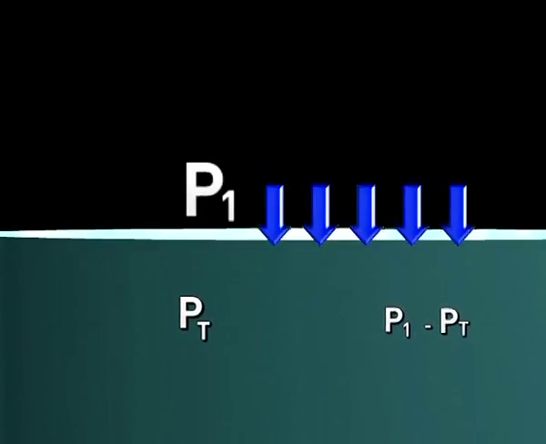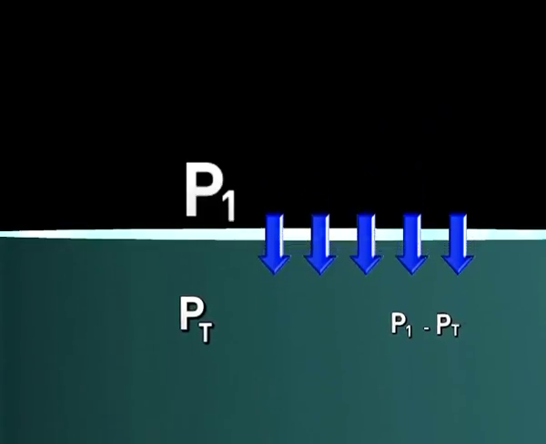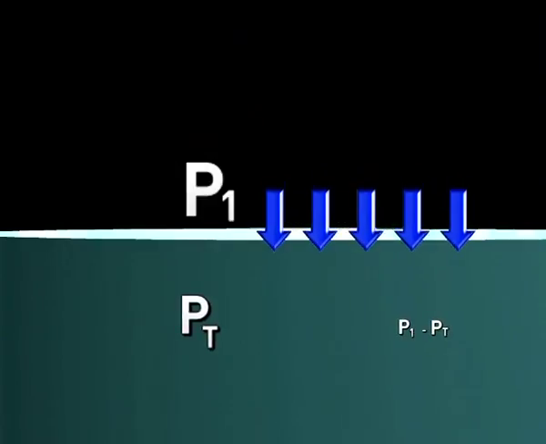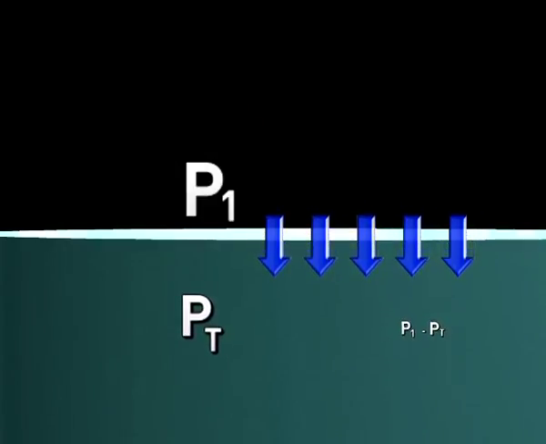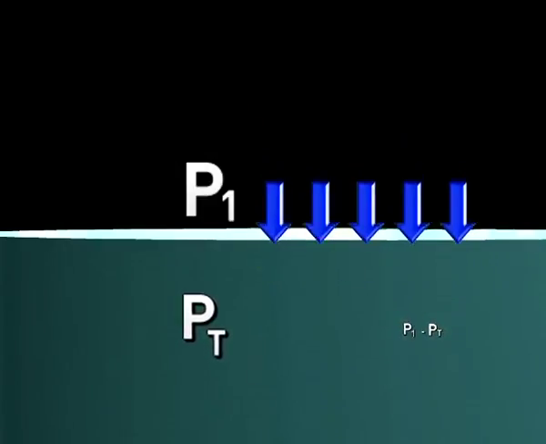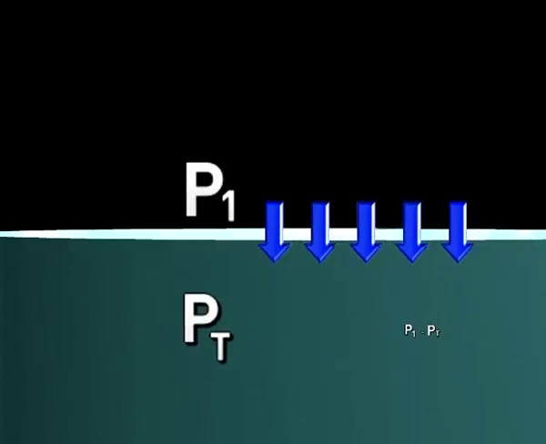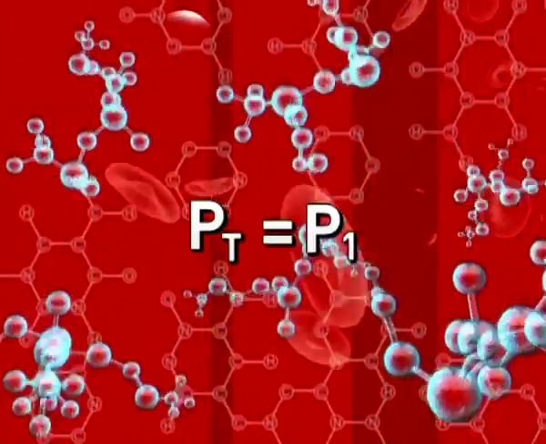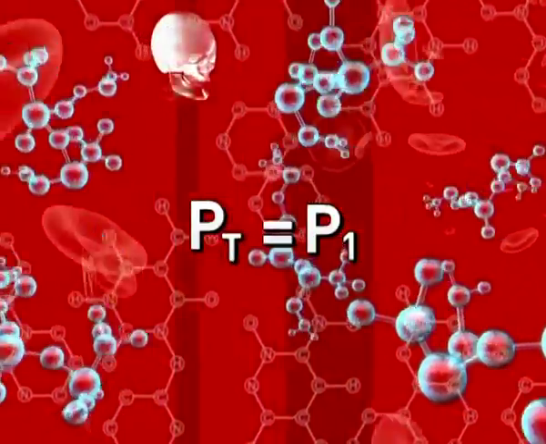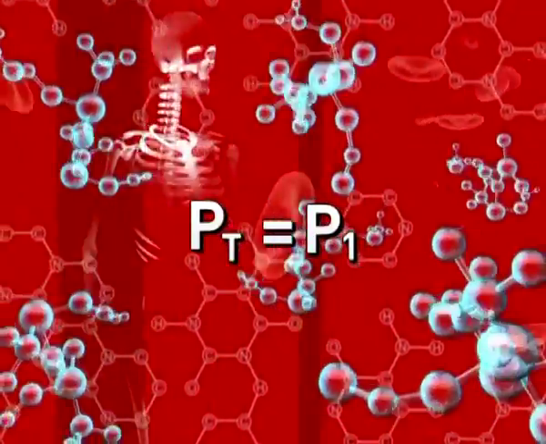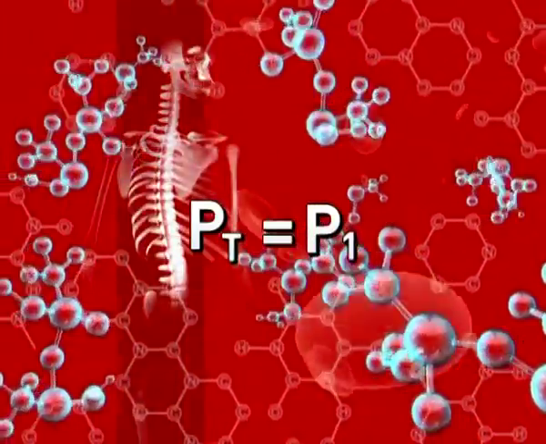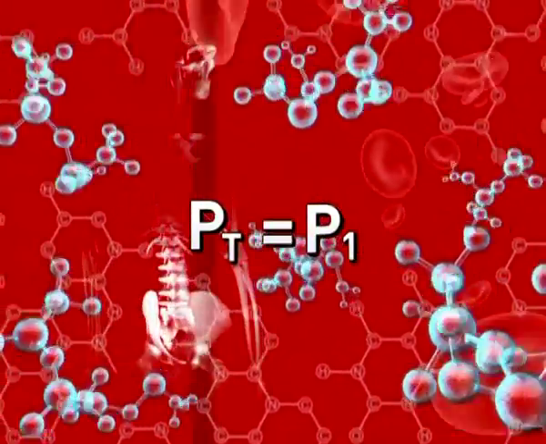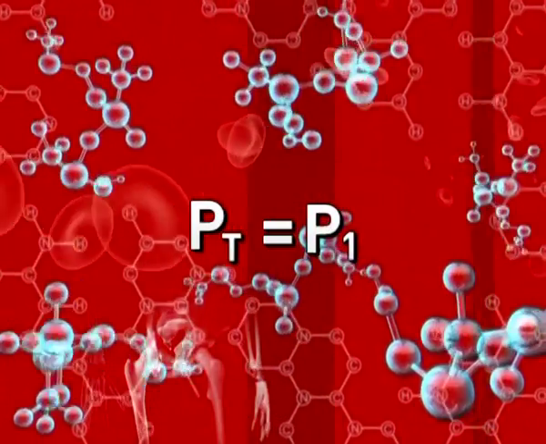When this happens, PT increases and the difference in pressure falls, P1 minus PT, lessening the force and reducing the speed at which the gas molecules pass into the tissue. Finally, after a certain interval of time, the tissue becomes saturated for the new pressure condition, P1, and the tissue tension PT now has the same value as P1.